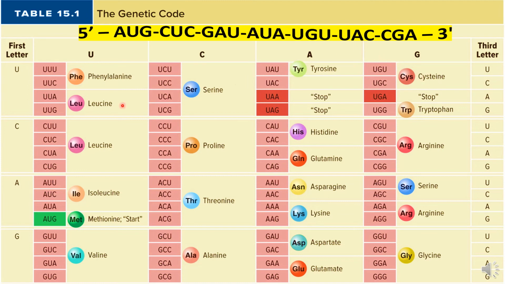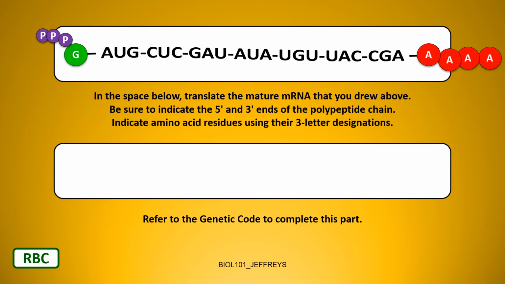There's UAC. Here's U. Second letter is A. Third letter is C right there. Codes for tyrosine, TYR. And finally we have CGA. First letter C. Second letter G. It's over here. There's your G. Second letter G. Third letter is A. CGA. That codes for arginine, ARG. So those three-letter designations are what you're going to put in the final step.